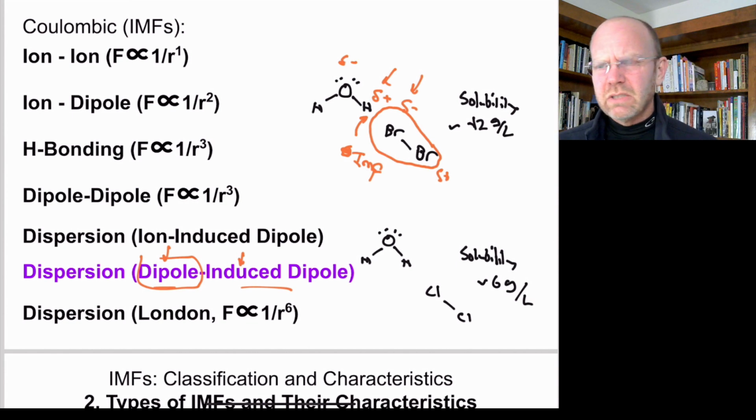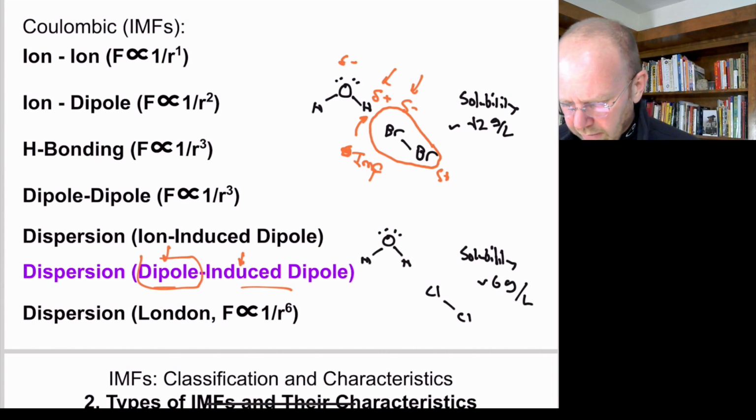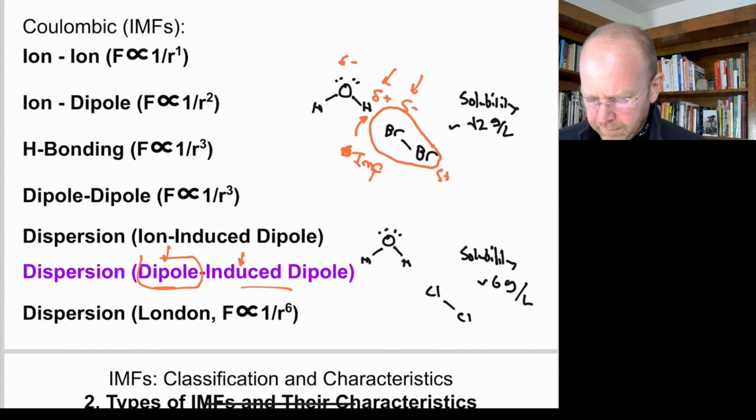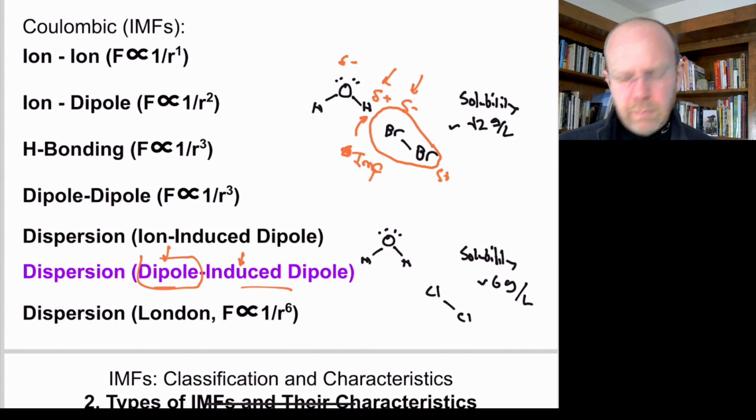The distance sensitivity is also in between, somewhere between 1 over r to the 6th and 1 over r to the 3rd. So it's a little hard to quantify, and we're never really going to be doing math with this. You can see that this force also depends on polarizability.